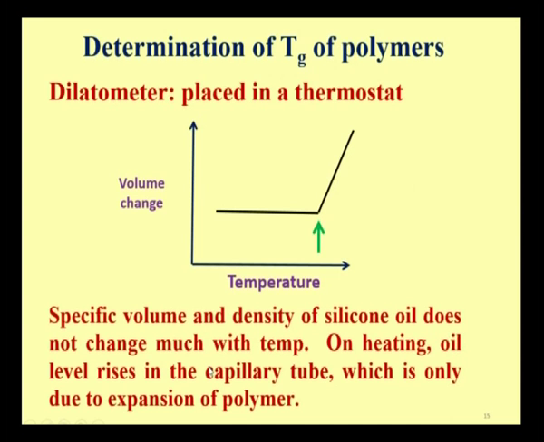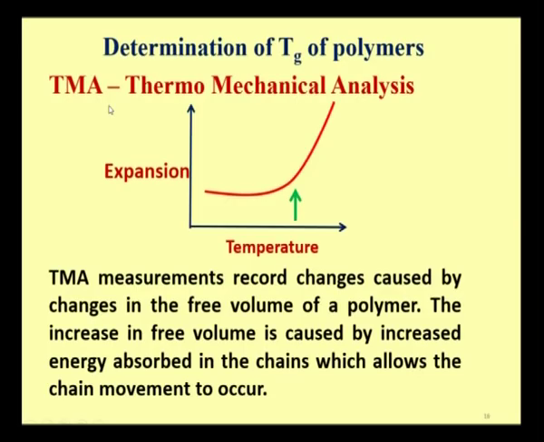The specific volume and the density of the silicon oil used for the experiment do not change much with temperature. That is why it is generally used, and on heating, the silicon oil level rises in the capillary tube only due to the expansion of the polymer and nothing else. Hence, the experiment becomes very simple and very useful, a laboratory-based method wherein you can immediately determine the range of Tg of the polymer.